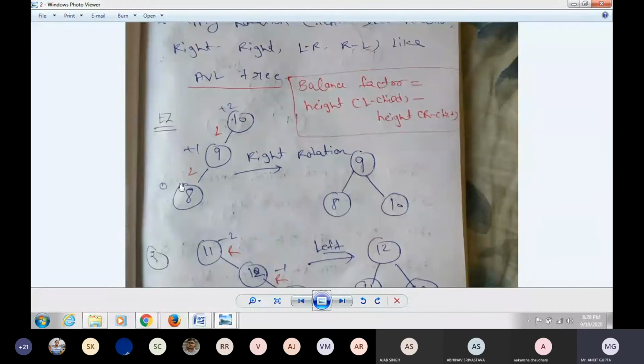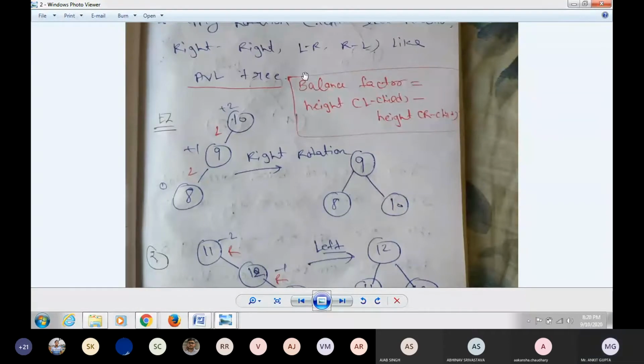Now I will check whether it is balanced or not. First of all, I will find the balance factor of the leaf node 8. Okay. What is this? Height of left subtree, that is 0, nothing there. Height of right subtree, that is 0. Okay. So 0 minus 0, that is 0. Leaf node balance factor is 0.